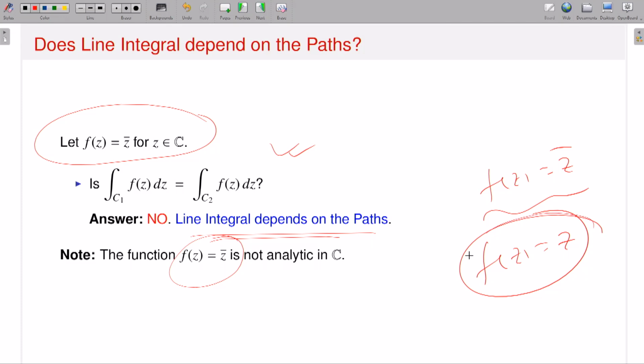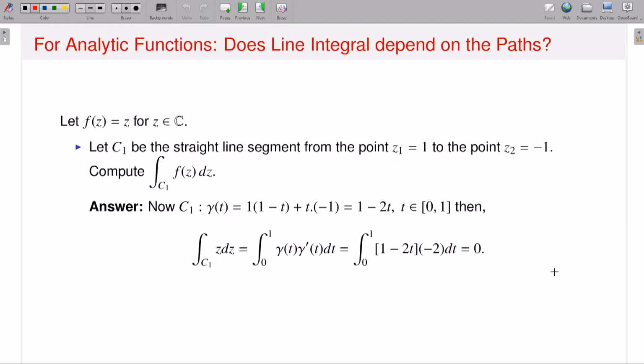But this time I would like to see the corresponding line integral of the function f of z is equal to z, which is a nice function. It is not only continuous, it is analytic everywhere. Let's see what value we should get. Is it path dependent or path independent? Okay, let's go ahead. For analytic functions, does the line integral depend on the path? That is the question.